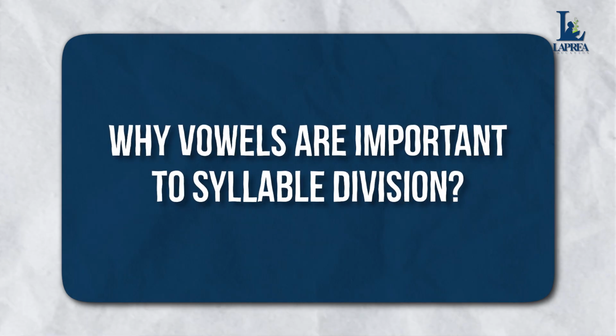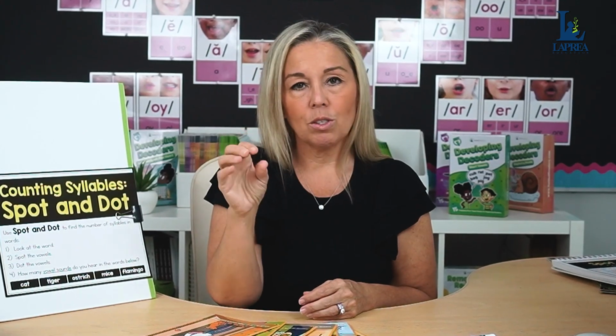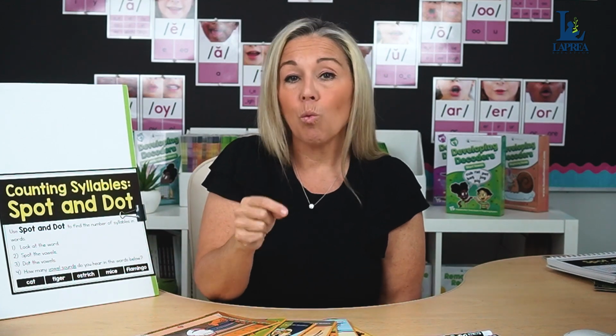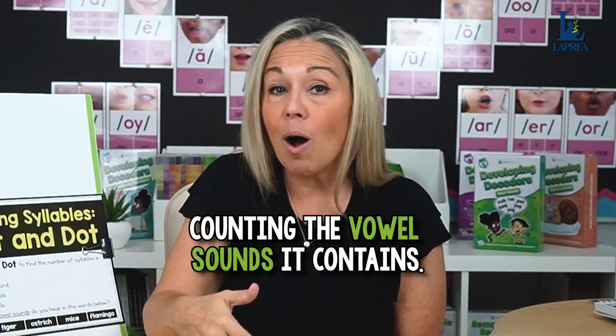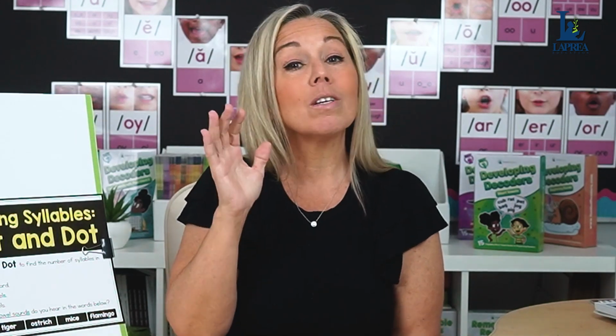Now that we refreshed our vowel knowledge, let's dive a little bit deeper into why vowels are important to syllable division. You might wonder why we kind of started with vowels. Well, understanding vowels is absolutely key to identifying syllables. Syllables are like the puzzle pieces of words, helping us break them down to pronounce them accurately. You can actually determine the number of syllables in a word by counting the vowel sounds it contains. Not how many vowels, the vowel sounds.